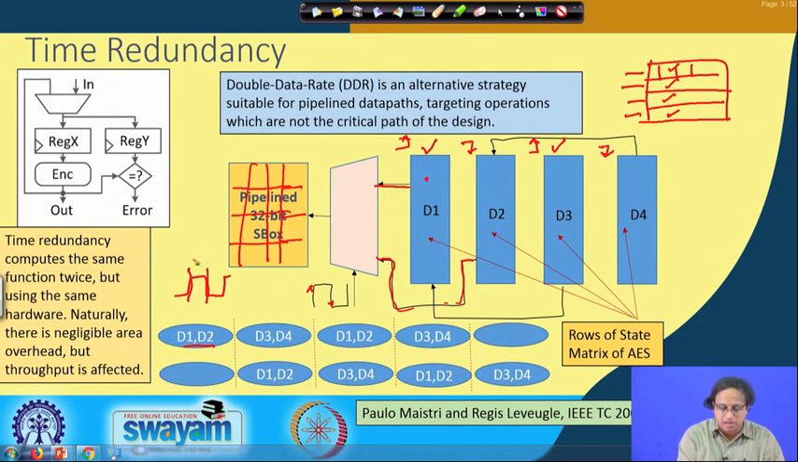Okay. So, basically I am performing D1 here and I am performing D2 here. That helps me do both D1 and D2 in one clock cycle. So, what is the advantage of this? The advantage is that I am basically reducing the number of clock cycles.